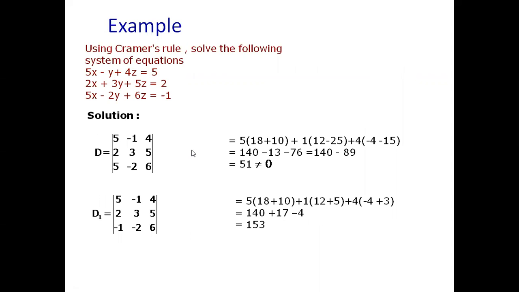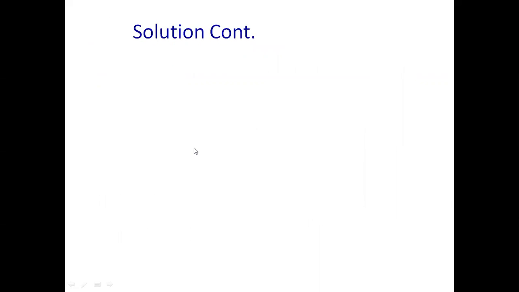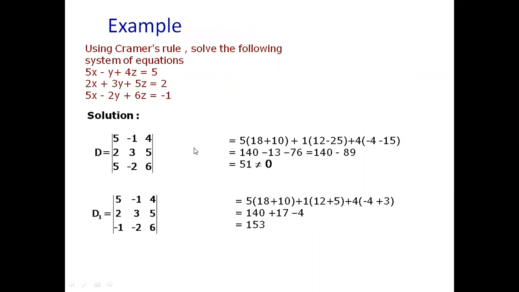So this is about Cramer's rule. Cramer's rule is nothing but dependent on determinants. So matrix, determinant, and Cramer's rule are done.